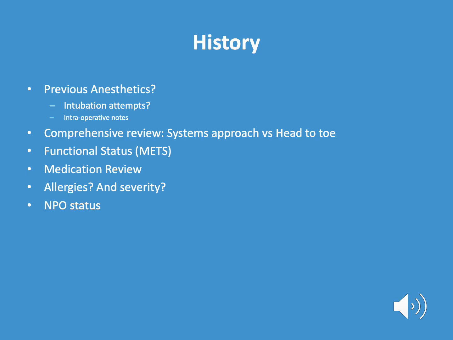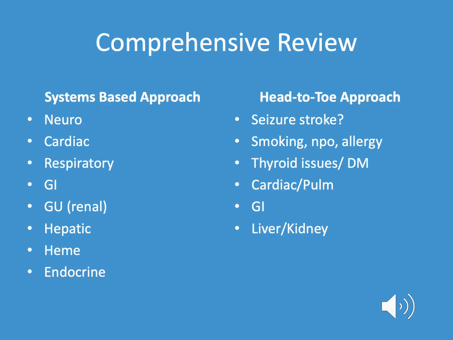So now let's talk about the comprehensive review. There are many ways to get the information you need from a patient, but the two main methods that I see the most are systems-based and head-to-toe method. Systems, you just have to remember to hit every major organ system.